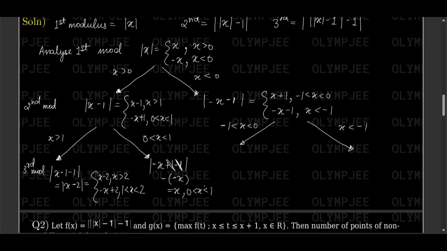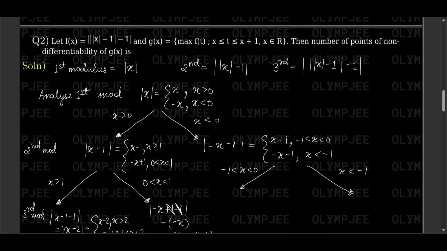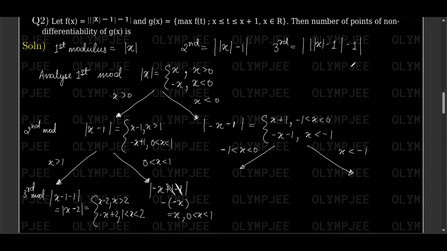So these are the final definitions, right? Because this was the final mod. The third mod is the final mod. Now let us analyze between minus 1 and 0. Between minus 1 and 0, it is x plus 1. So x plus 1 minus 1, because the third mod has minus 1. So x plus 1 minus 1 is x only, right? But this x is negative because minus 1 to 0 has only negative values. So we have to take a minus sign outside the mod. So it will be minus x between minus 1 and 0.